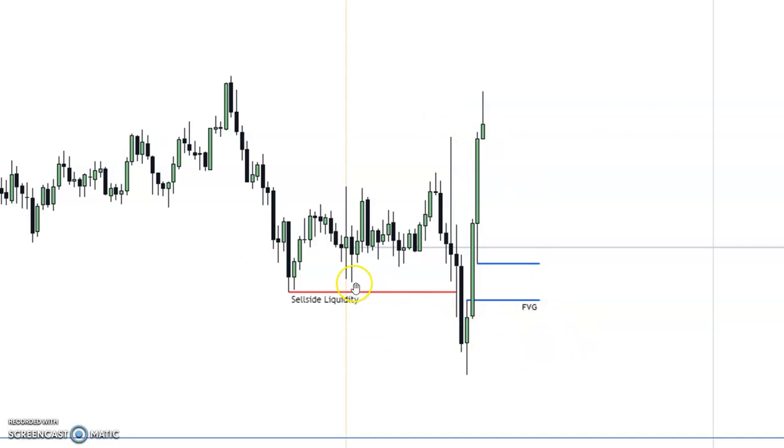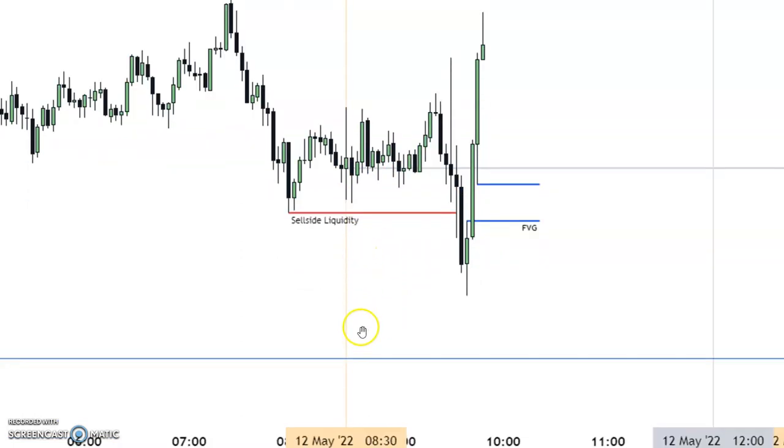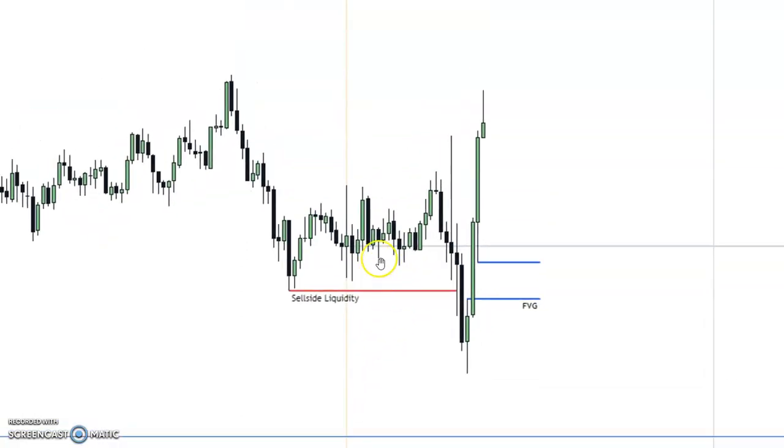Also keeping in mind the power of 3 idea, but with 8:30 being the open instead of midnight, you can see that we also are below the opening price. So that was also nice confirmation.